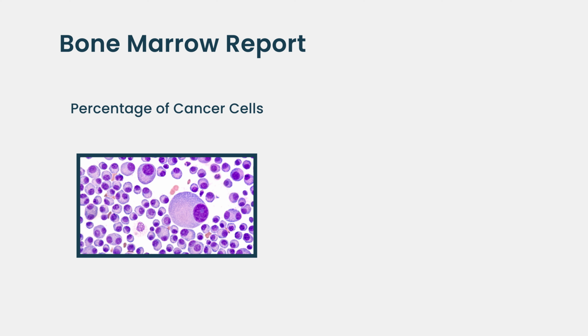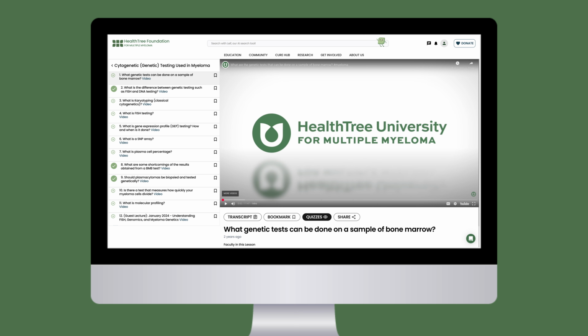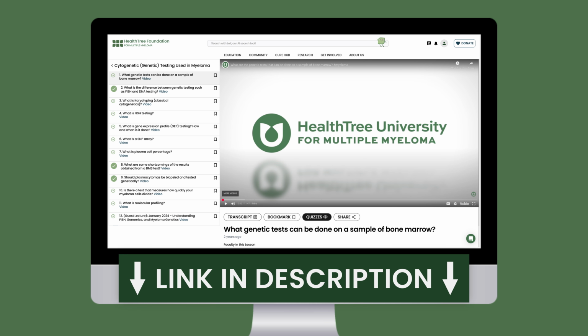The second, if it's present, what is it characterized by? Are there abnormalities? Is the chromosome looking okay? Or are there mutations? And if there are mutations or translocations, what are they? So the way I know that there is a translocation is by looking at the bone marrow biopsy, specifically the cytogenetics part of the bone marrow biopsy, which ideally should have a karyotype and FISH testing that will give us these results. To gain a deeper understanding of the genetic testing done in multiple myeloma, be sure to watch our course entitled Cytogenetic Testing Used in Myeloma.